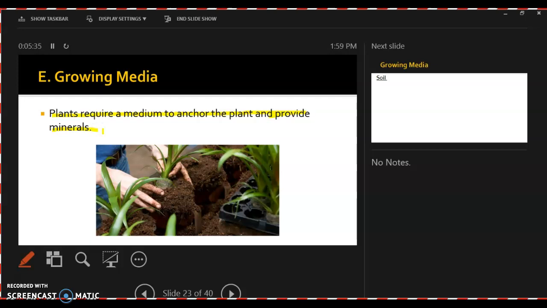Okay, so if I went out here and say I had a tomato plant, and let's say I just wanted to plant my tomato plant outside my door. I'm going to dig up some of the soil and plant my tomato plant into that growing media. The purpose of that is to anchor the plant and provide minerals. So that's why you hear people talk about doing a soil test, so they know what minerals are in there for that plant to grow.